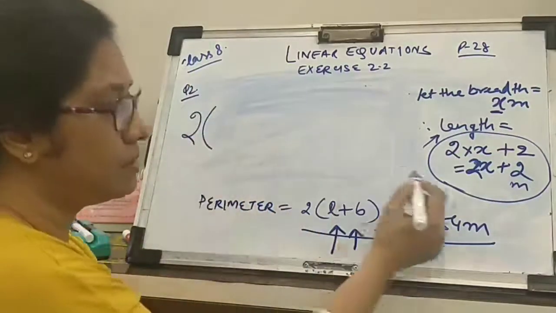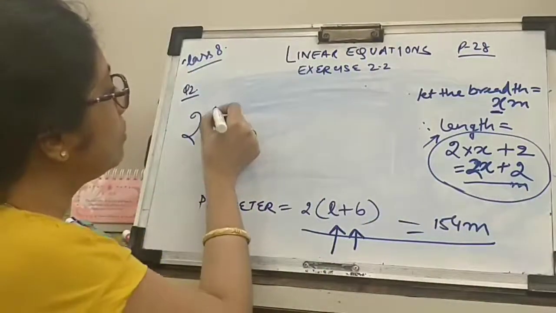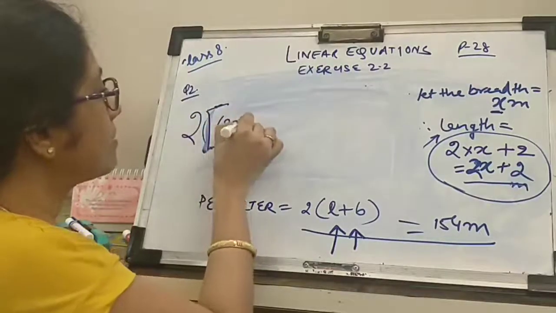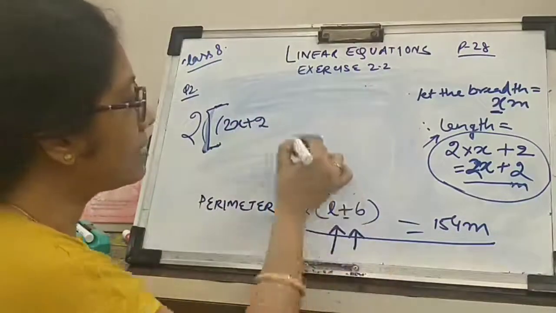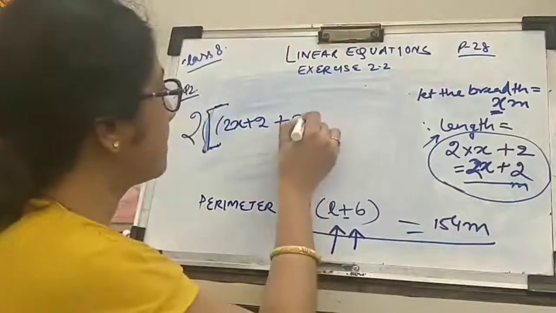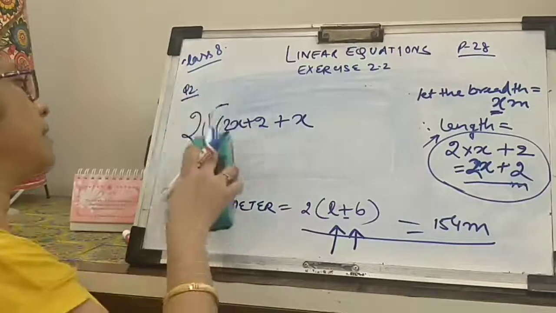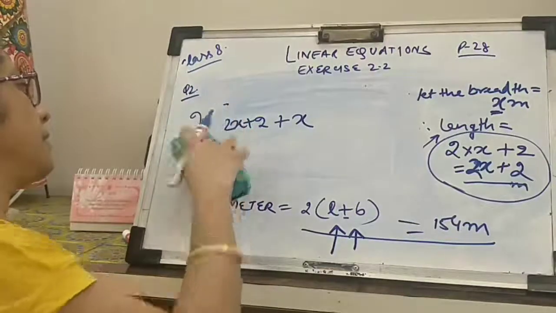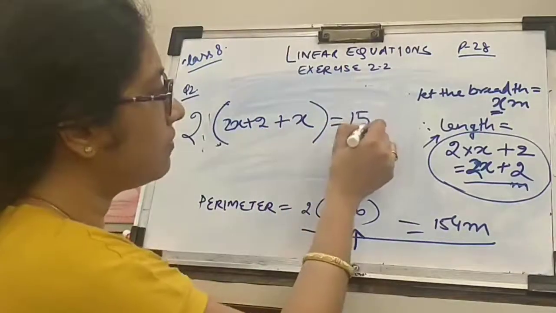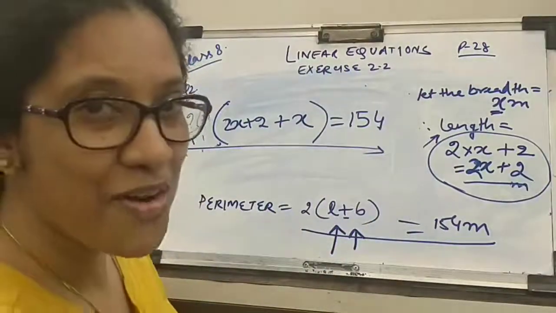So what do I have? 2 into, what is L? L is 2x plus 2. Two times (2x plus 2) length plus B. What is B? The breadth of the rectangle that we had assumed as x. So what do I have? Is equal to 154. This is the linear equation that we form. Okay?